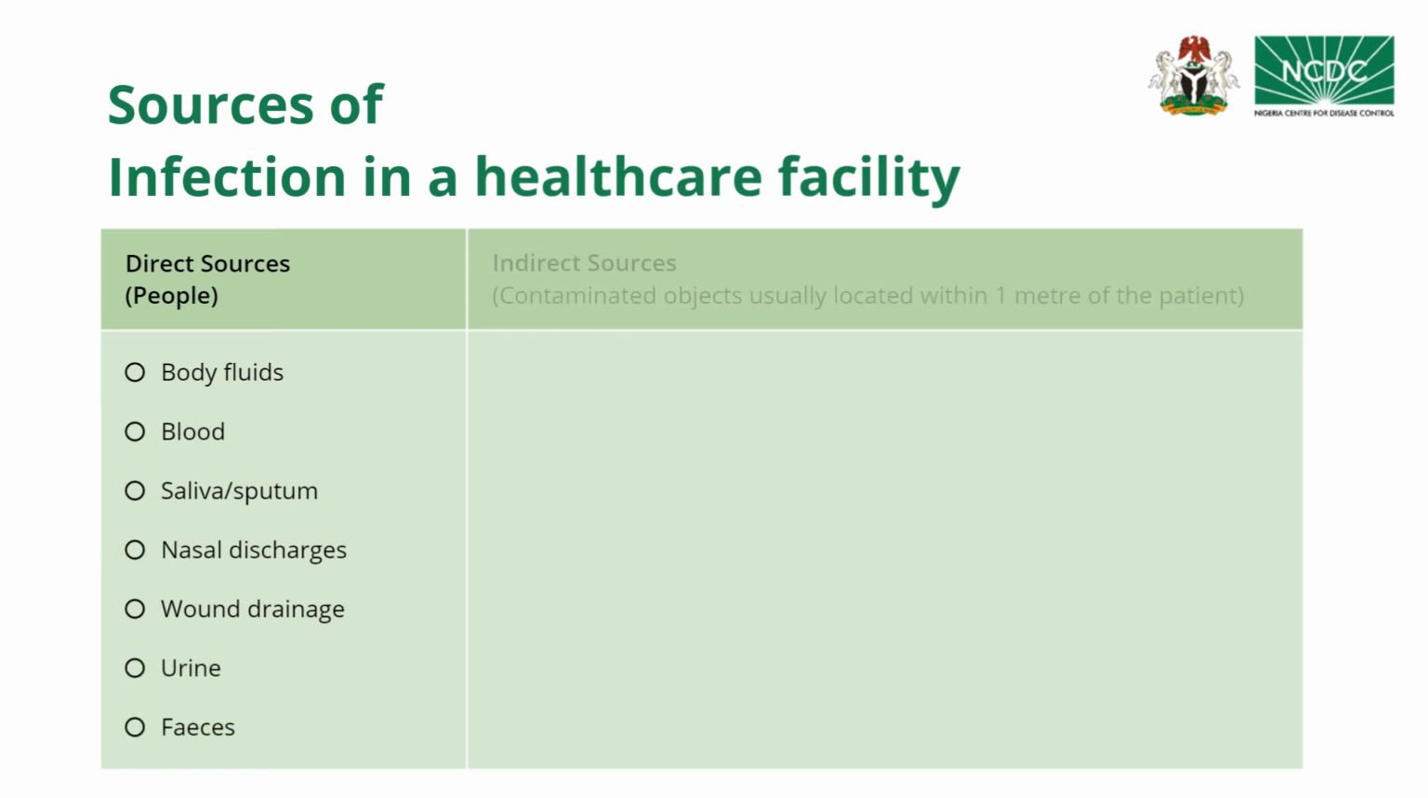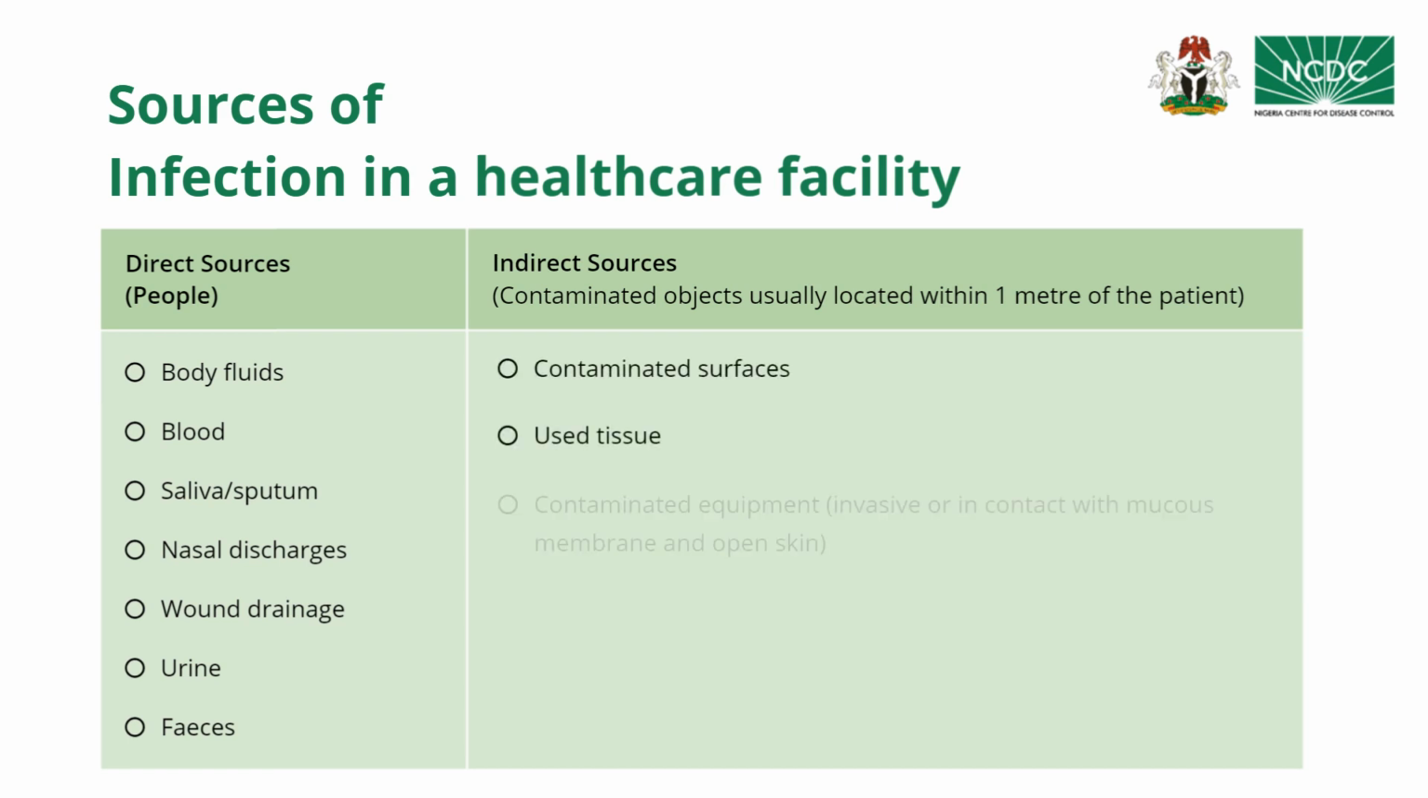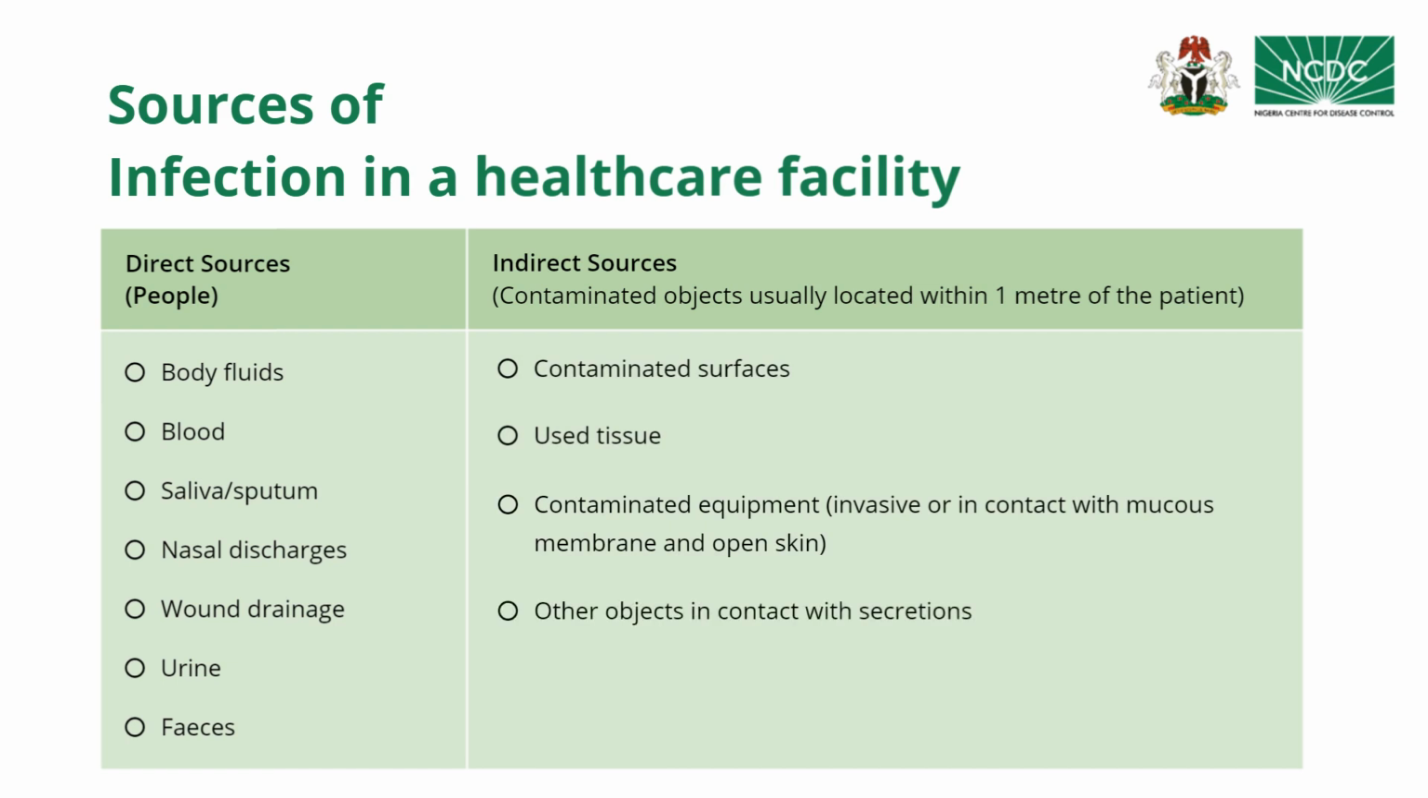Contaminated objects, usually located within 1 meter of the patient, can serve as indirect sources of infection. Examples include contaminated surfaces, used tissue, contaminated equipment, and other objects in contact with secretions.